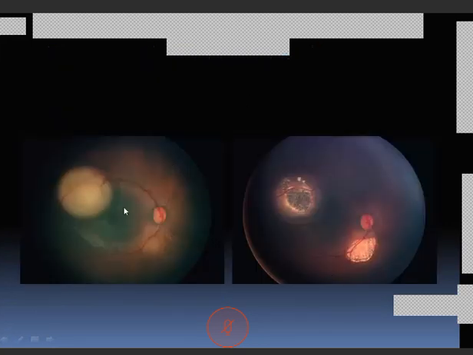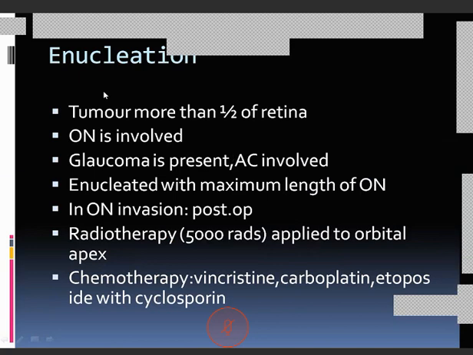After giving chemotherapy, we can see that definitely the tumor is destroyed. Then enucleation: it is done when the tumor is involving more than half of the retina and even the optic nerve is involved, and also when there is glaucoma and even the anterior chamber is involved.